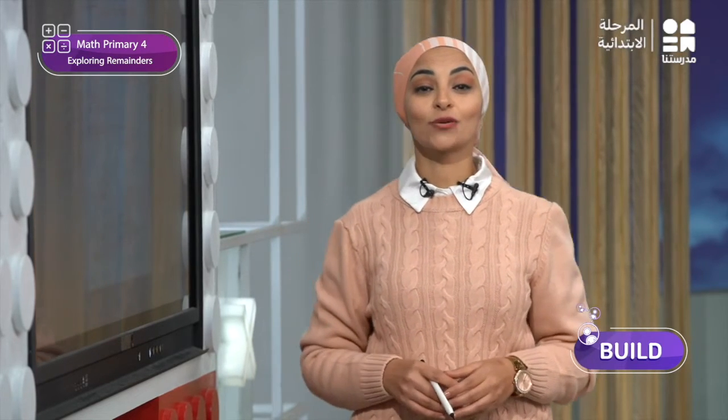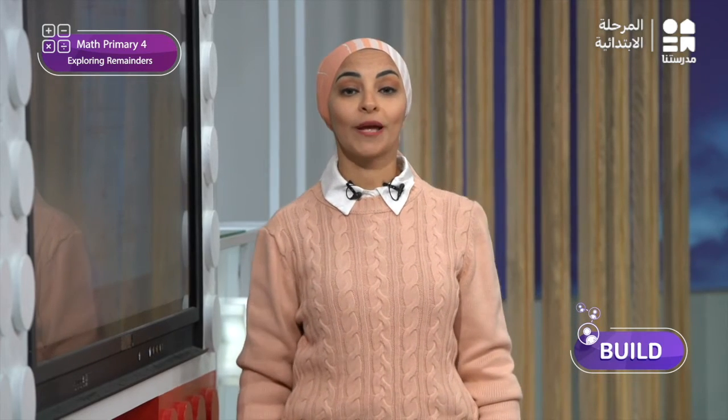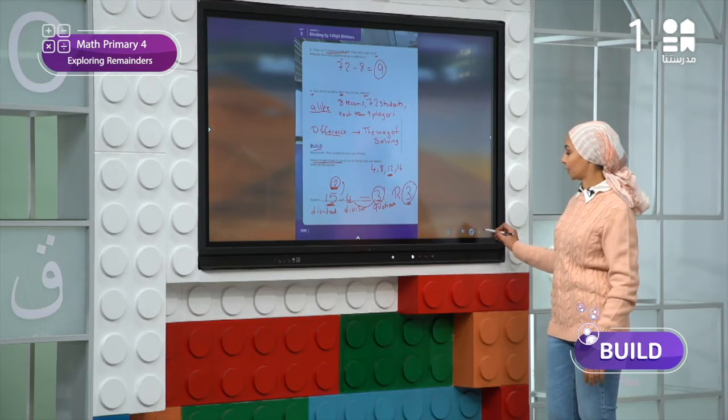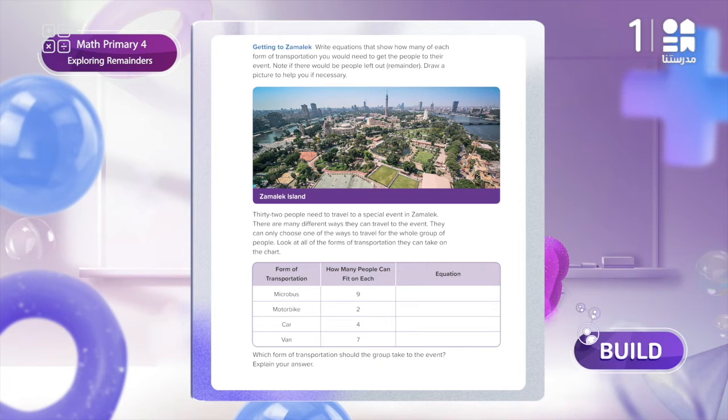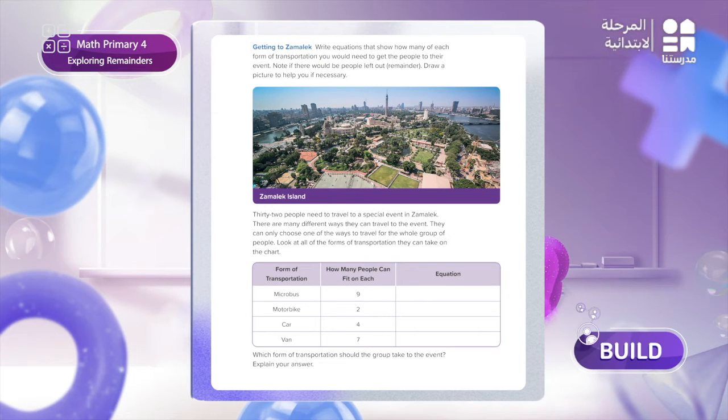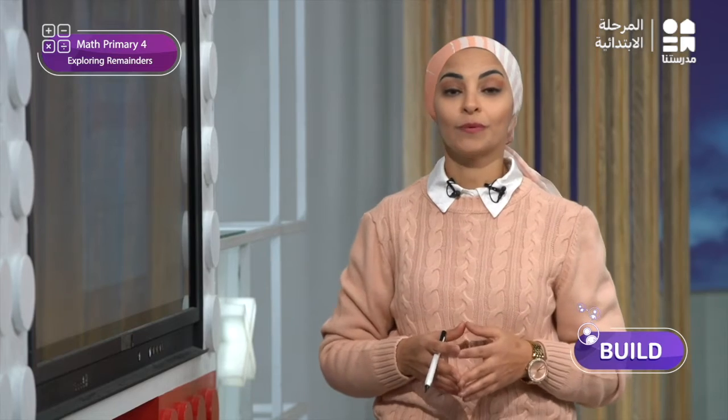So after exploring the terms that represent the numbers in each division equation, let's now use division in one of the real life situations we could face in the activity, Getting to Zamalek, on page 301. Okay, now this is the activity. Here in the situation we need to get 32 people to their event in Zamalek, which is a famous suburb in Cairo.